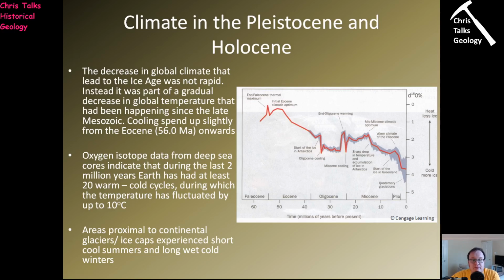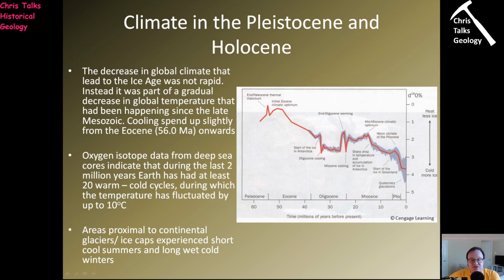Okay, so the general trend indicates that during the last 2 million years, the Earth has had at least 20 warm-cold cycles. We know that from the oxygen isotope data. And we also know that there's been a fluctuation in temperature of up to 10 Celsius.